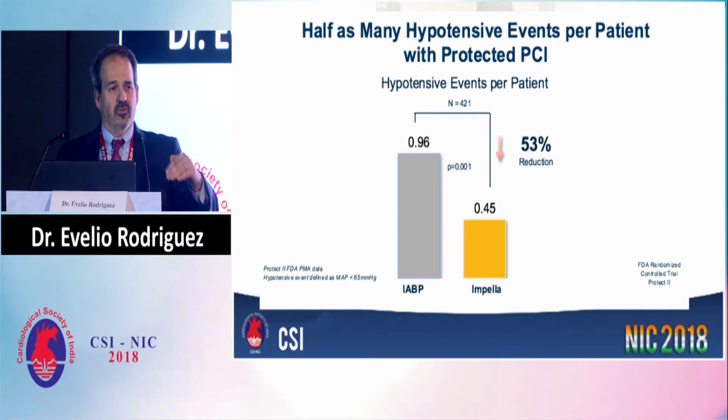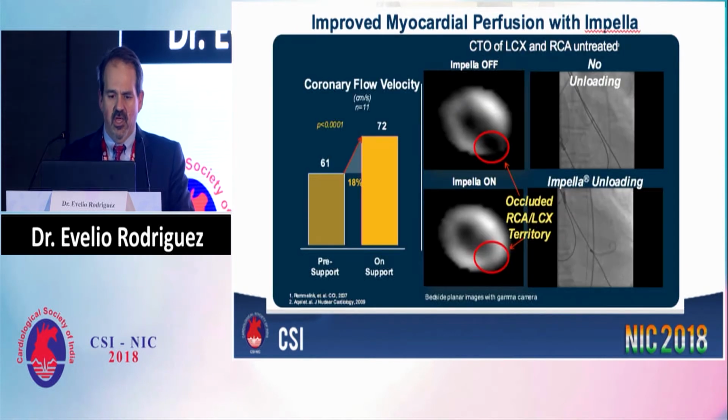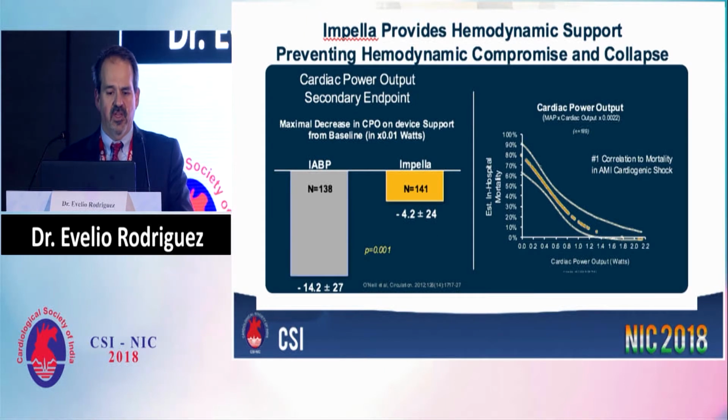You have less hypotensive episodes with protected PCI, so that we have shown before. You saw it in the case yesterday. You have increased myocardial perfusion with the Impella, so your coronary blood flow is maintained, and with the support, it actually increases your coronary blood flow. You prevent that hemodynamic compromise and collapse, so you maintain blood pressure, and compared to intra-aortic balloon pump, you have a much better effect with the Impella than with the intra-aortic balloon pump.